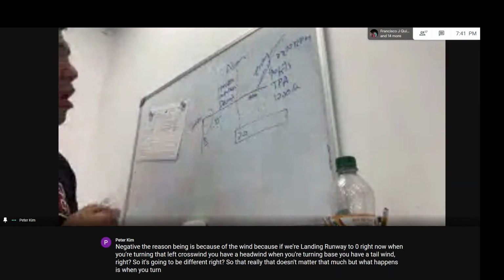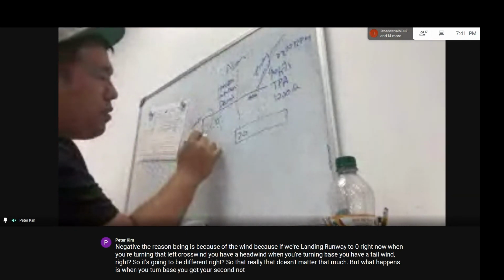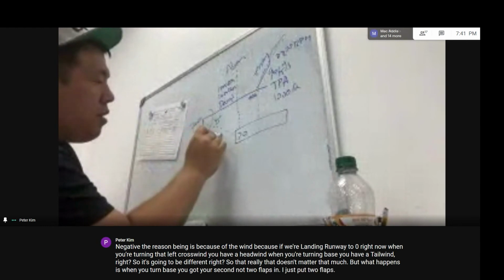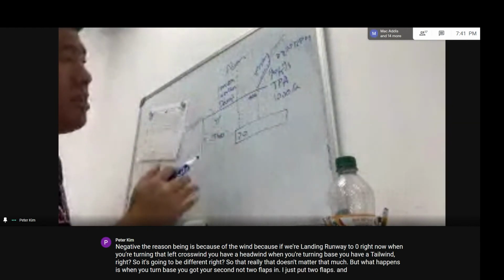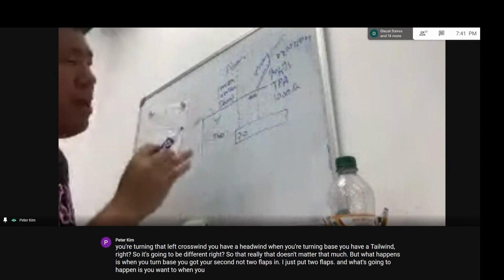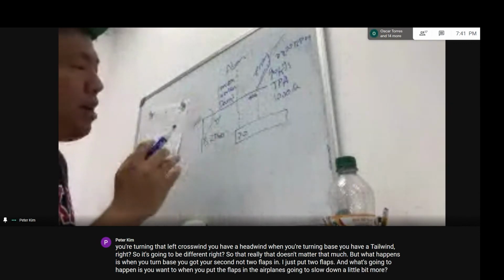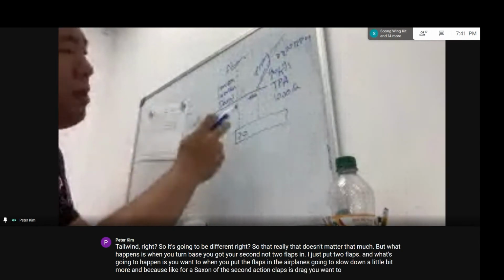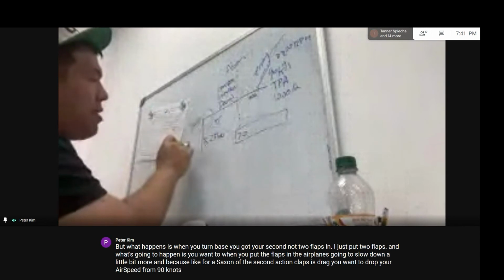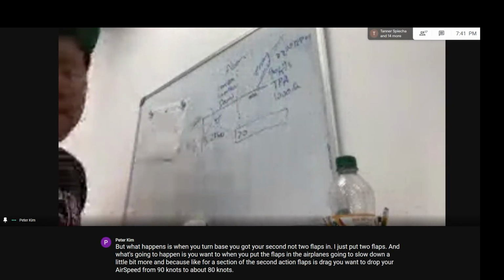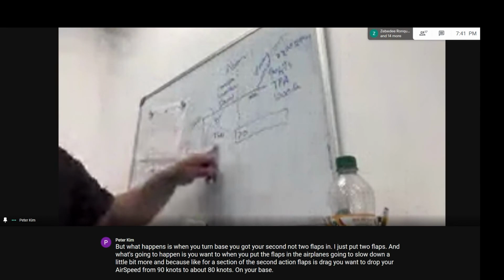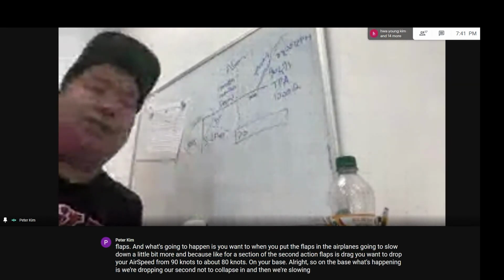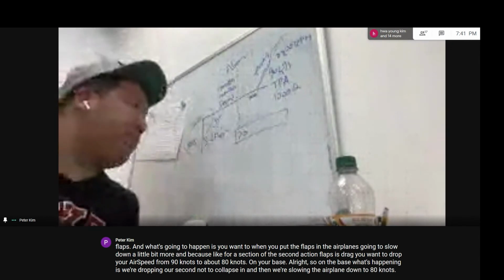But what happens is when you turn base, you got your second notch of flaps in. I'm gonna just put 2 flaps. When you put the flaps in, the airplane is gonna slow down a little bit more. For a Cessna, the second notch of flaps is drag, so you want to drop your airspeed from 90 knots to about 80 knots on your base, all right? So on the base, we're dropping our second notch of flaps in, and then we're slowing the airplane down to 80 knots.